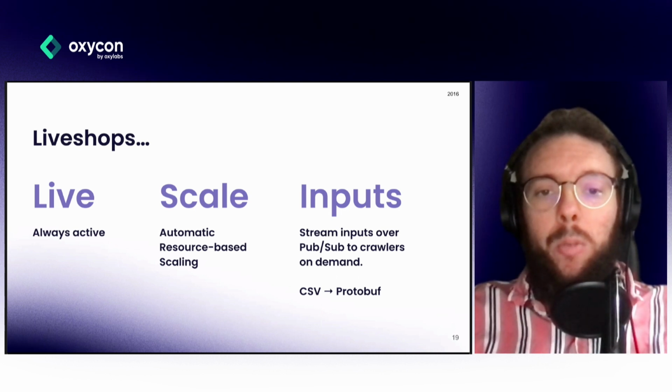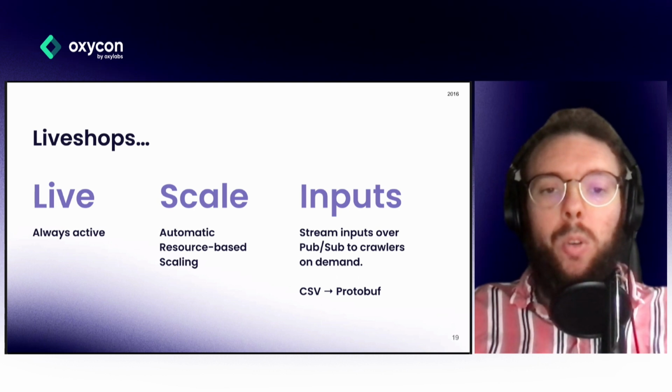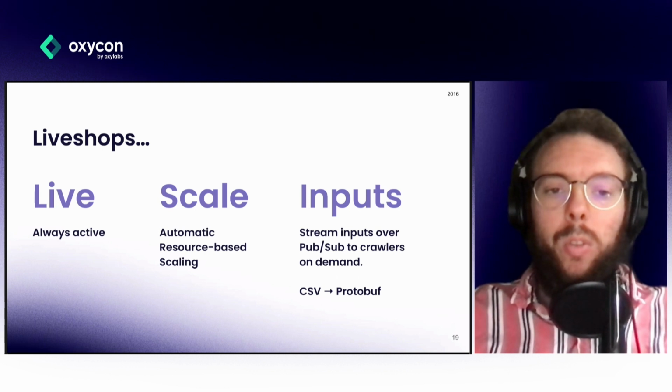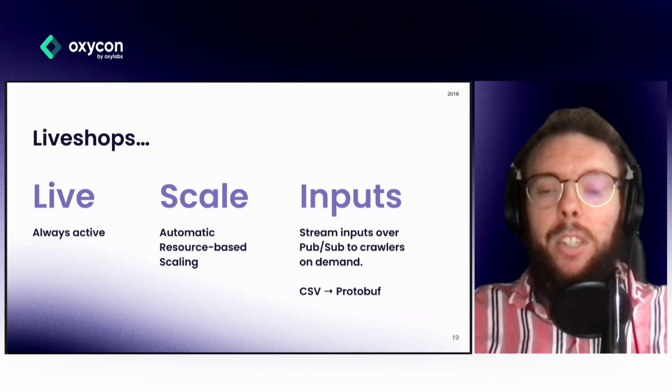Now, in order to be ready, we also don't want to all the time have the full capacity workload for each different data source, because that would not be very cost effective. So we needed to be able to scale automatically. We chose to do this by moving the Scrapies for the live shops to Docker-based workloads. This way, we were also able to utilize G-Cloud features to scale automatically based on the resource consumption. We also moved our inputs from CSV to protobuf and sent these directly to the crawlers.